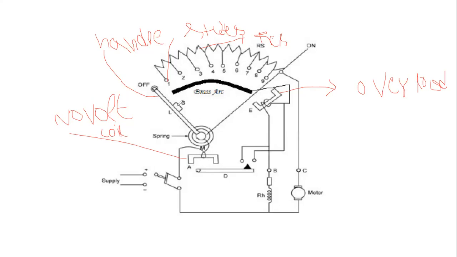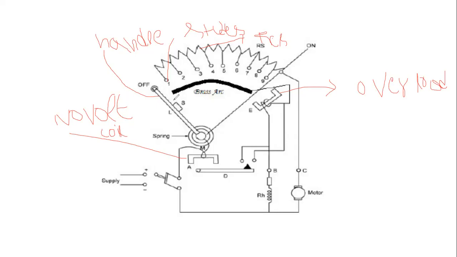Energetic means this iron piece is attracted to this magnet in the no load condition. Therefore the handle is in the off position. When we cut the supply, this magnet is automatically de-energized and pulls the handle back to the off position. If overload is obtained, this magnet is also de-energized and pulls the handle back to the off position.